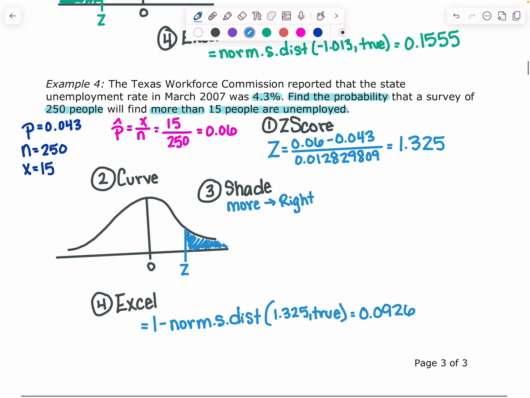And that is how you use the sample proportion distribution to calculate probability.